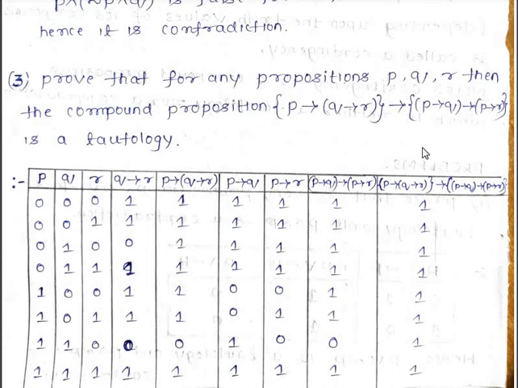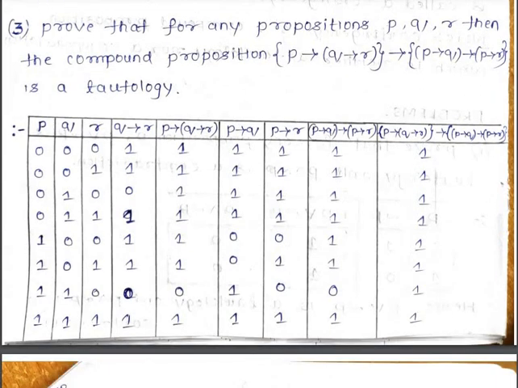So such a big statement, what we have to do is, first, how many variables are there? 3 variables. 2 to the power of 3, how many possible ways values will be there? 2 to the power of 3 means 8. So 8 possible ways you have to get. So this will be there 0 0 0, 0 0 1, 0 1 0, 0 1 1, 1 0 0, 1 0 1, 1 1 0, 1 1 1.